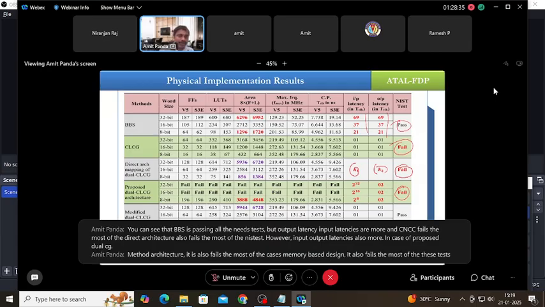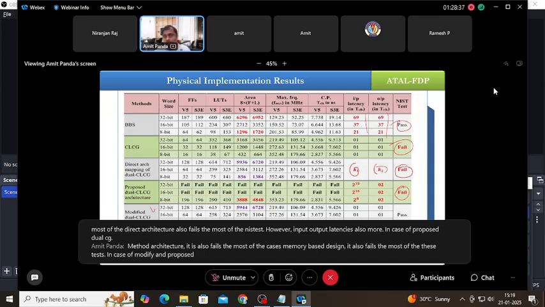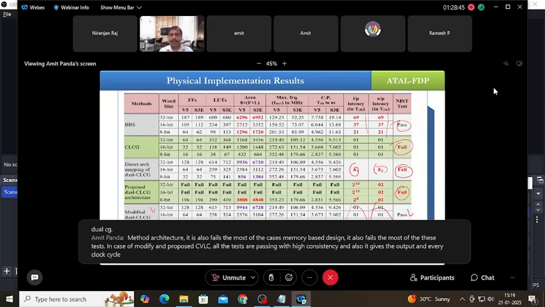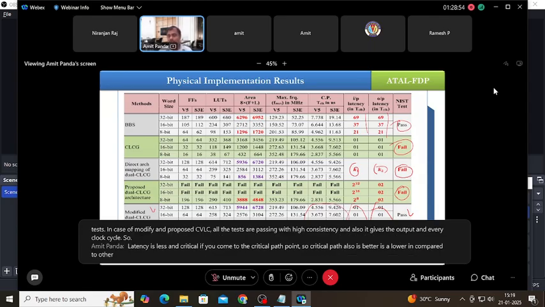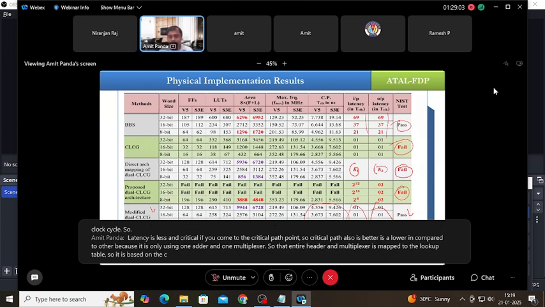In the case of the modified and proposed CBLC, all the tests pass with high consistency, and it also gives the output in every clock cycle. So latency is less, and if you come to the critical path, it is also lower compared to the others, because it is only using one adder and one multiplexer. That entire adder and multiplexer is mapped to the lookup table, so the critical path we have calculated is based on the lookup table, not the exact gates.